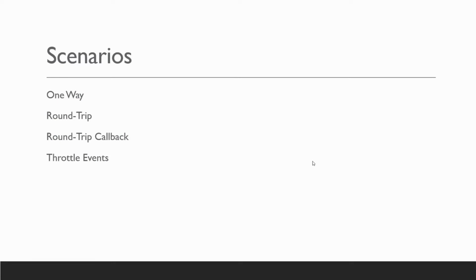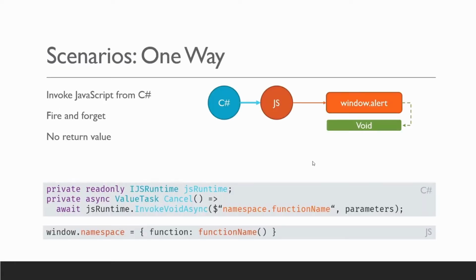Next thing I want to talk about is different scenarios that you may use with your applications. When we call JavaScript from our Blazor apps, there's different ways that we may need to use it depending on what that JavaScript code does. The first one we talked about already. We called a native window alert inside of our application using invoke void async.